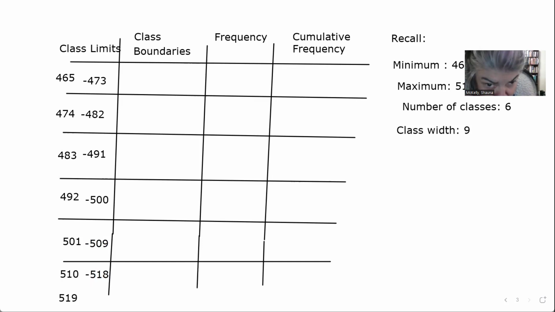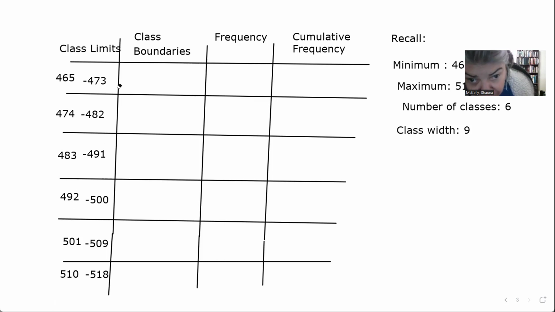what I'm going to do, for the sake of clarity, is get rid of this element down here. I'm going to get rid of that. These are my class limits.